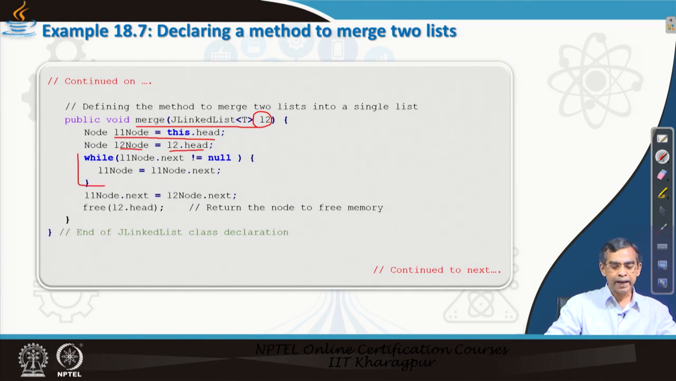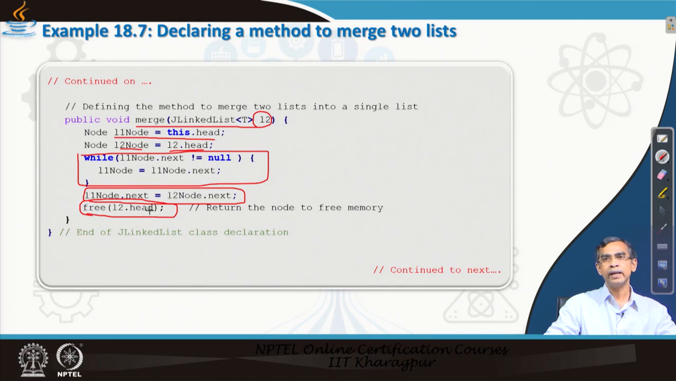Now, here you see first we have to go to the last node of the list L1. This is a simple traversal because we want to add the list at the end of the last node of the first list. Then this is the simple link management as I told you. L1 node dot next, this is the last node, is L2 dot next, this is the first node of the second list, and then we have to make the header free. So, this is the free method, so that we can return the header which is no more required for the second list to the memory bank.